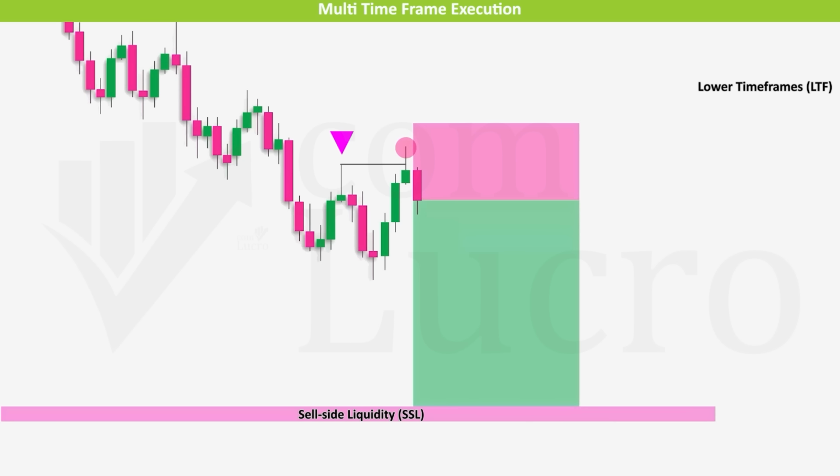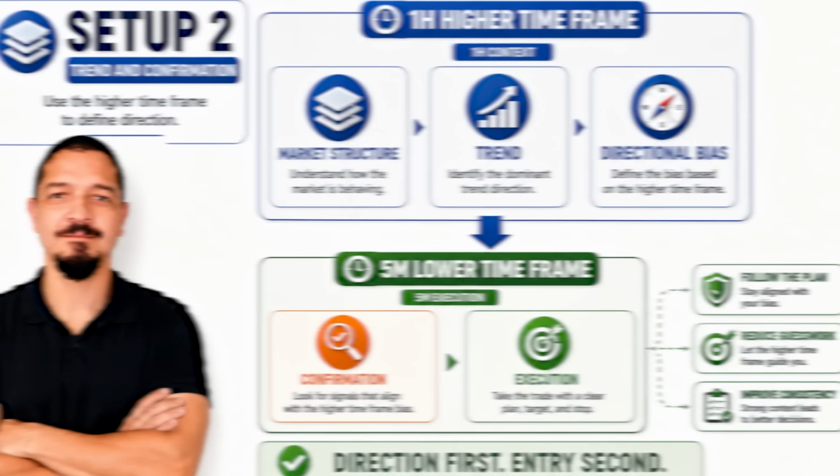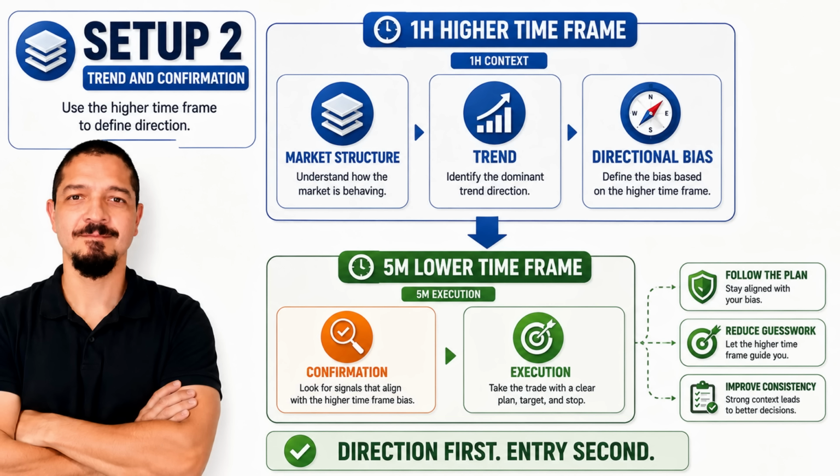After this confirmation, enter a short position and place your stop loss above the high created by the liquidity grab. Allow enough room for price to fluctuate and avoid placing the stop too tight. For your target, focus on the next clear sell-side liquidity level. This approach keeps the trade structured and intentional. Now, let us move on to the second trading setup.